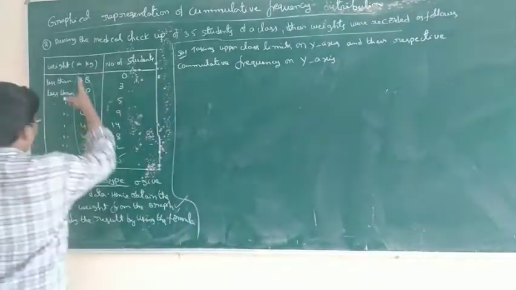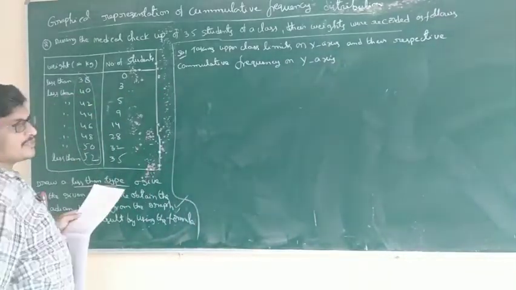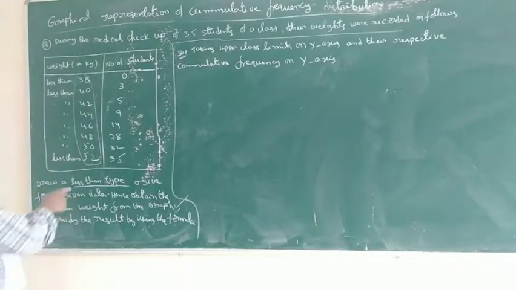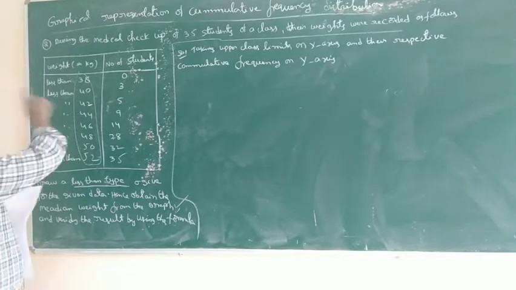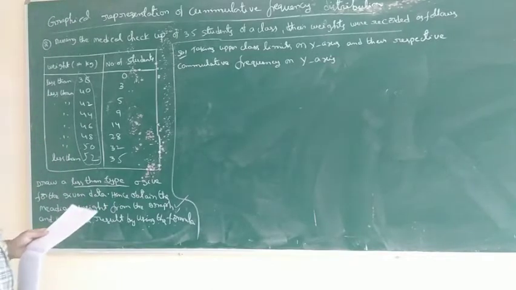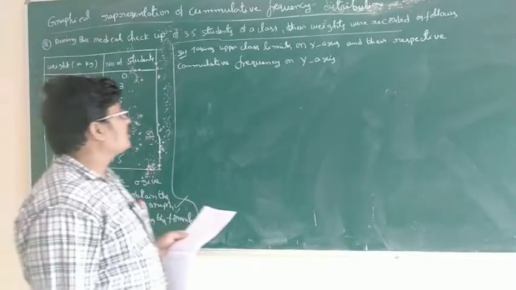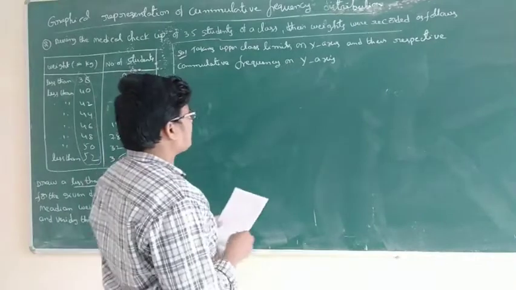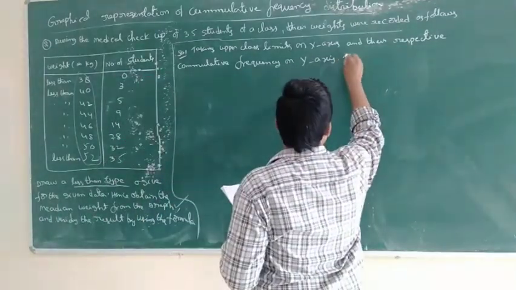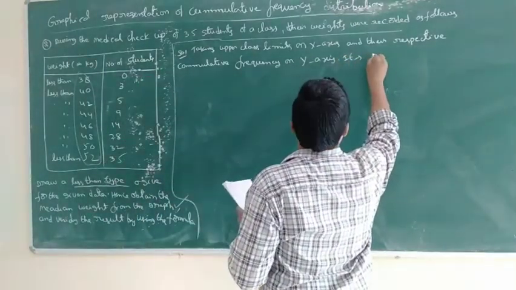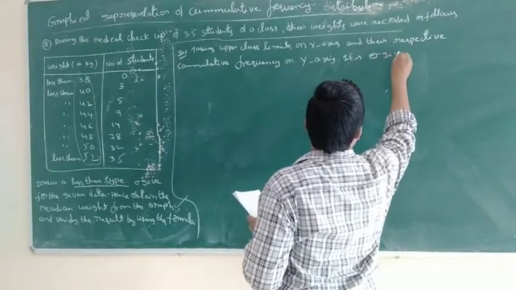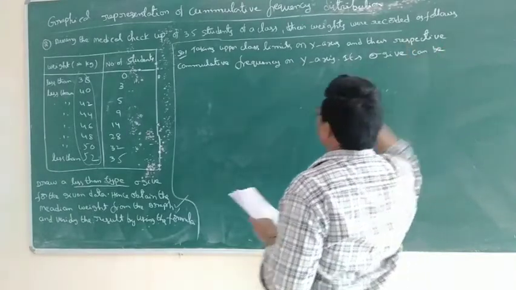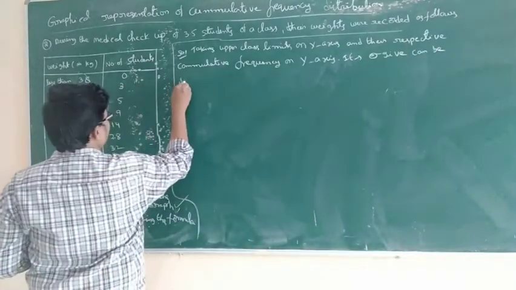Same procedure as yesterday. A less than type graph means upper class limits on the x-axis. A more than type graph means lower class limits on the x-axis, and the respective cumulative frequencies on the y-axis. The ogive can be drawn as follows.